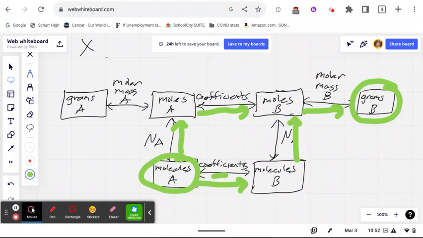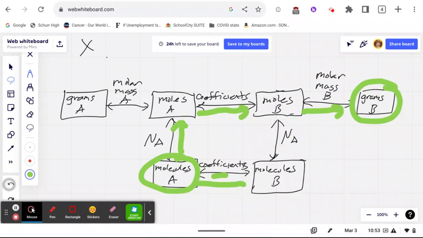Once again, go from molecules of A to molecules of B, you can use your coefficients. Then once you get the molecules of B, you can turn it into moles of B. And then once you have moles of B, just like before, you can turn it into grams of B. So there are two different ways you can go about doing that. There's not just one way, so you kind of find a path through here. Okay, so that's the way you can do one of the problems.